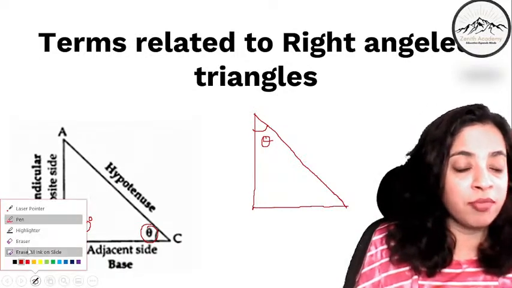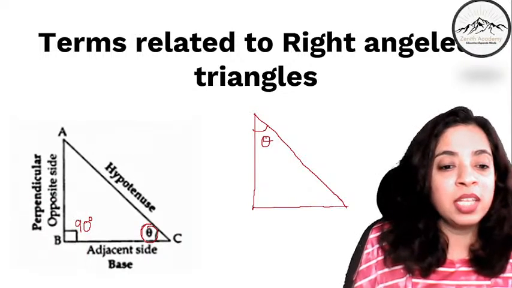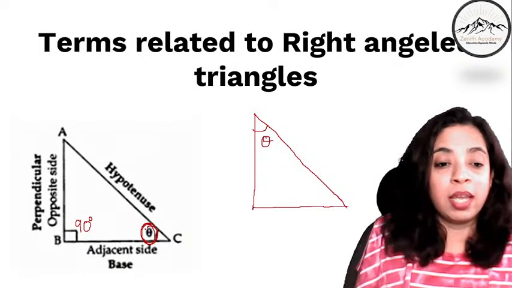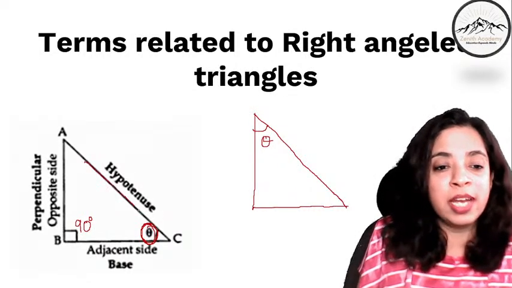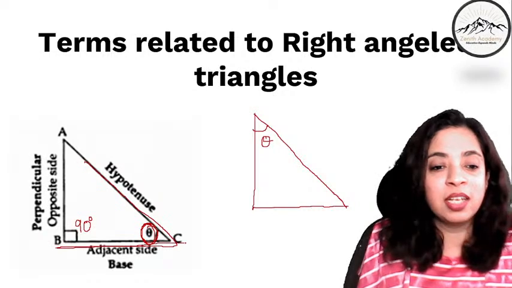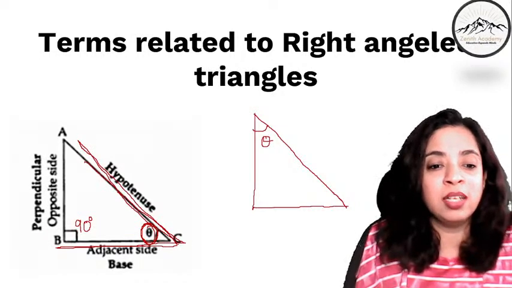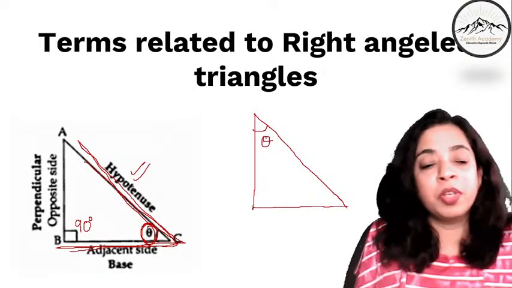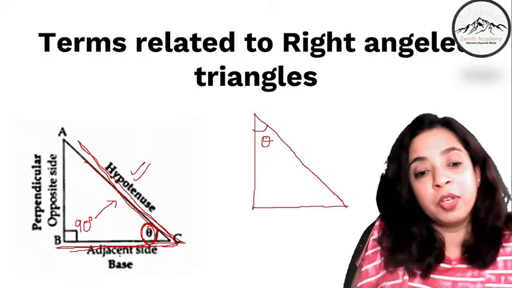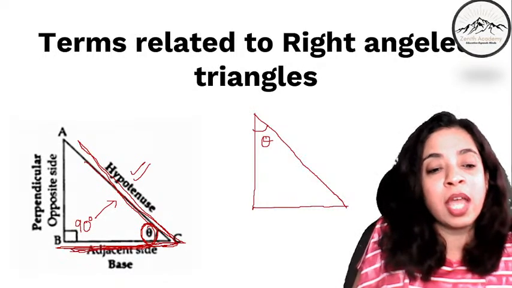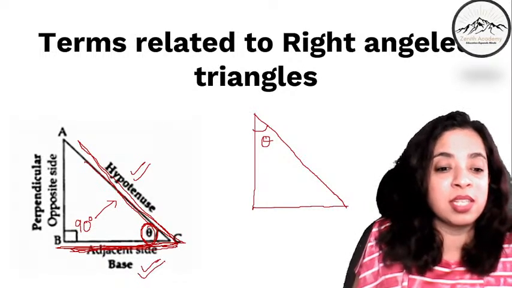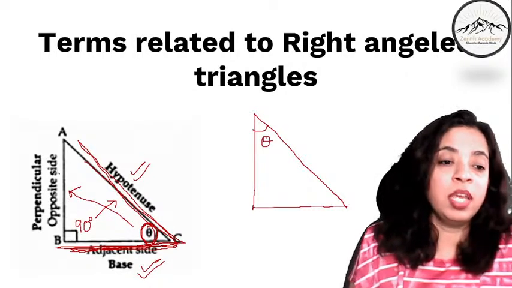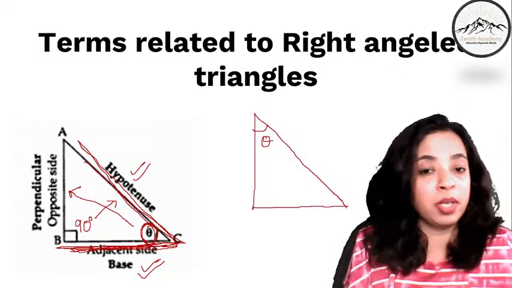Okay, children, if I'm taking this particular angle as theta, this acute angle, this angle is made by these two sides, this side and this side, and these two rays are making this angle, correct? So one is the longest side, that will be the hypotenuse, the one opposite the 90 degree angle. The remaining side which is making that angle is the base or the adjacent side, and the side opposite to it is known as the opposite side or perpendicular.